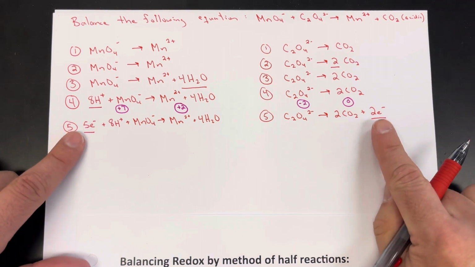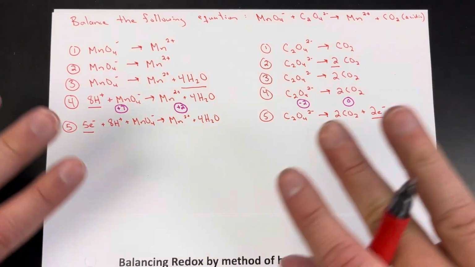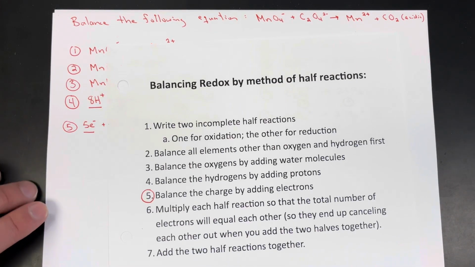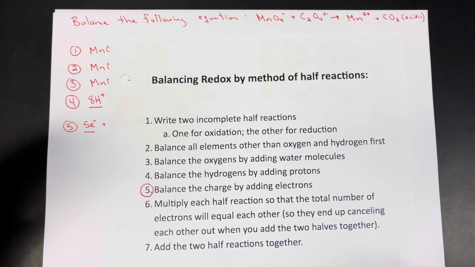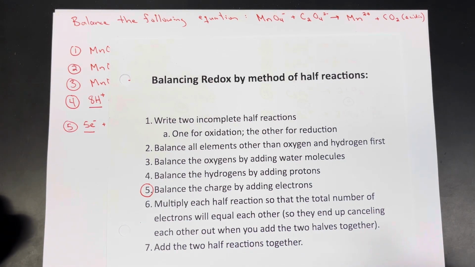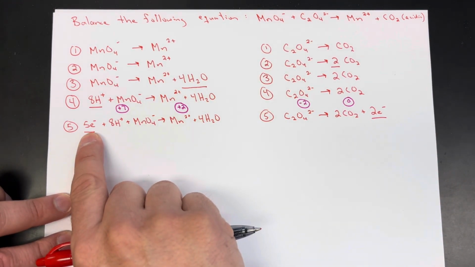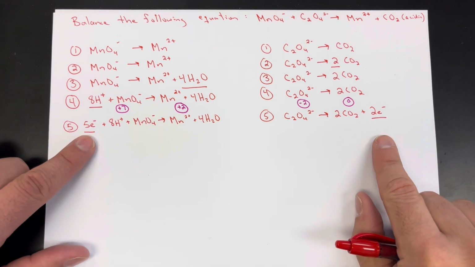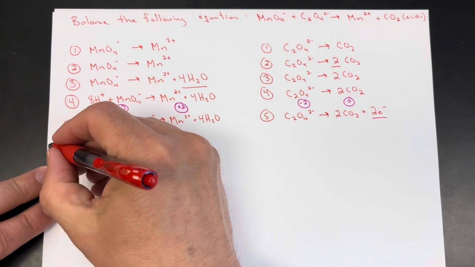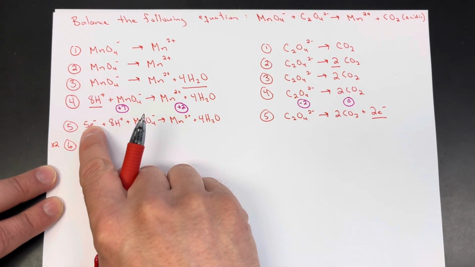So what I did in this problem is add electrons to the appropriate side to balance out the charge. Step 6 says that we have to multiply each half reaction so the total number of electrons will equal each other. We need them to be equal because they're eventually going to cancel out, since we can't have one thing losing 2 electrons and another gaining 5 electrons. The electrons will have to be the same. So if I have 5 and 2 electrons, I'm going to have to multiply this side by 2 during step 6, and that will give me 10 electrons.